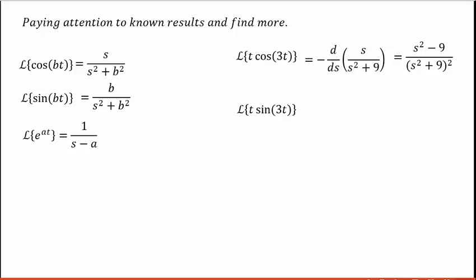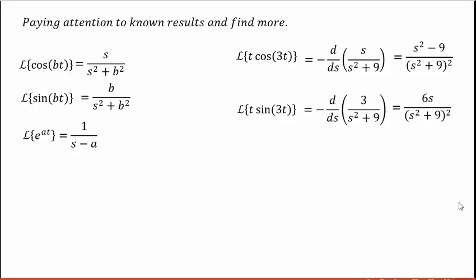First recall sine bt, so b is 3, and then we take the first derivative because we have a t there: negative d ds of 3 over s squared plus 9. And then again you can apply the quotient rule or just the chain rule, because the numerator function is constant, and you will see that it is 6s over s squared plus 9 squared.